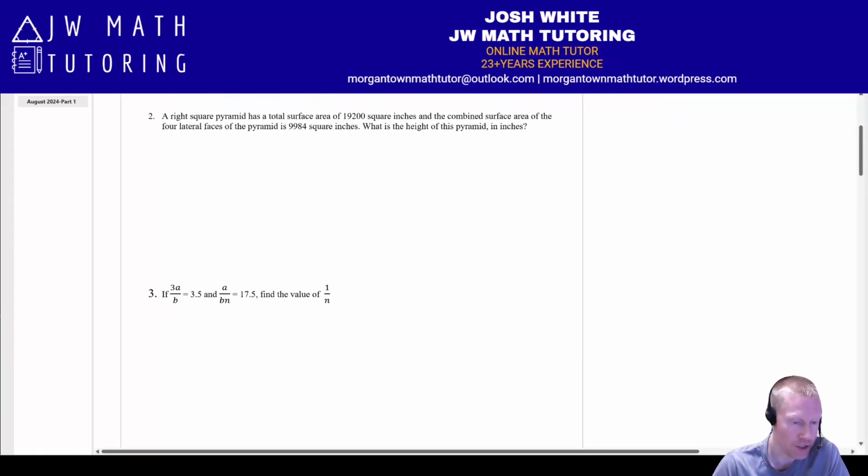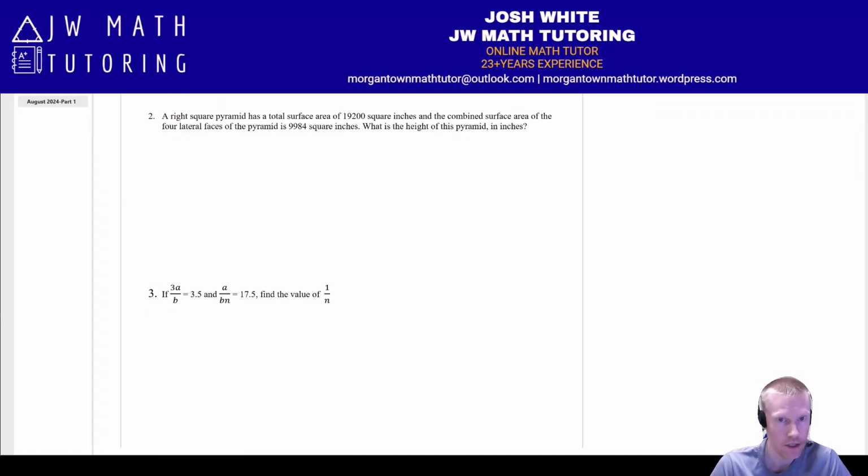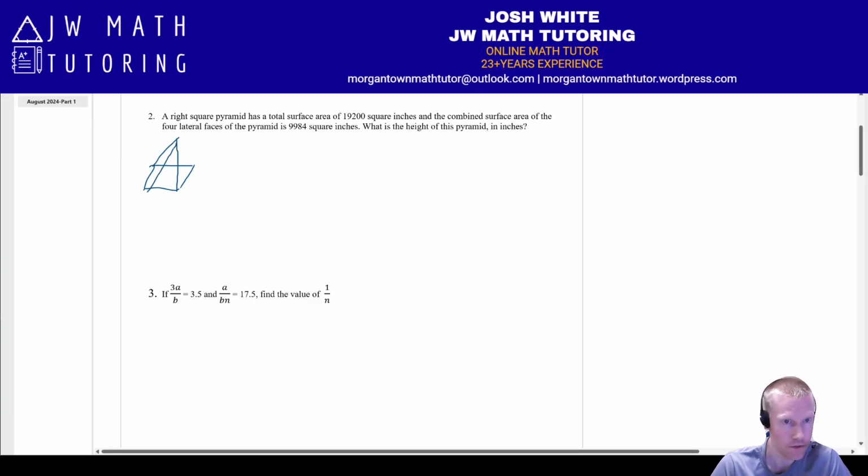All right, the next question deals with a pyramid, specifically a pyramid with a square base. I can do my best to get a picture here. So it's going to look something like this. They give you the total surface area, okay? And the total, I'm just going to call it TSA, total surface area is 19,200.